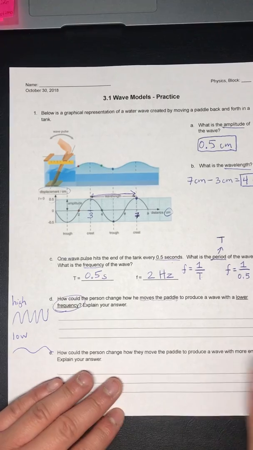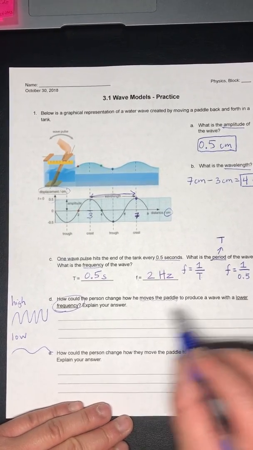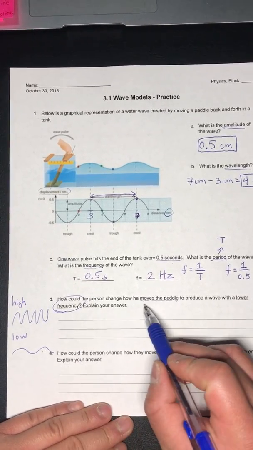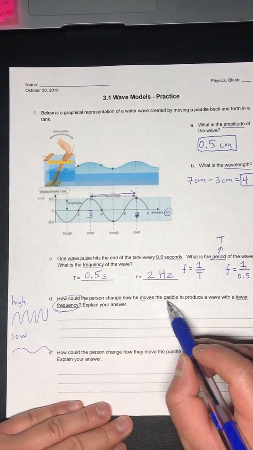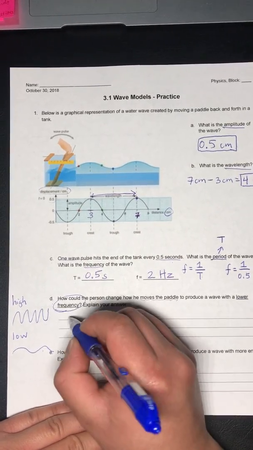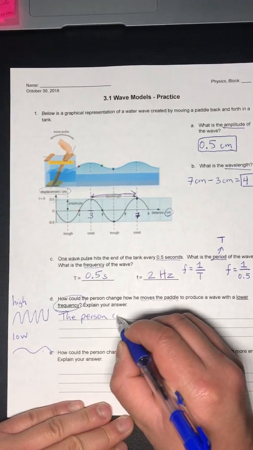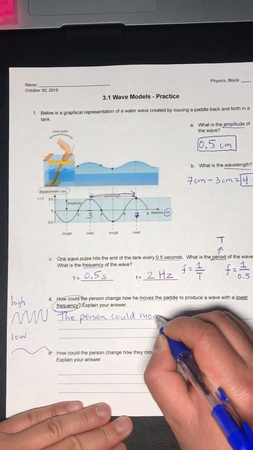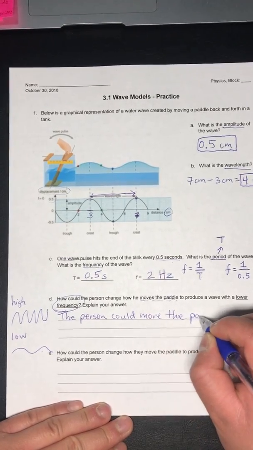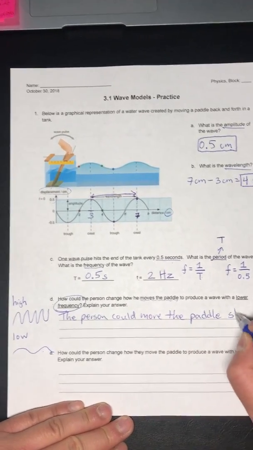So if you want waves with a lower frequency, then how should the guy move the paddle? He should just move the paddle slower. So just say the person could move the paddle slower.